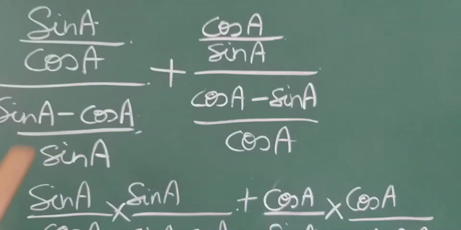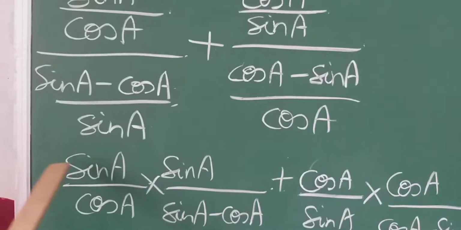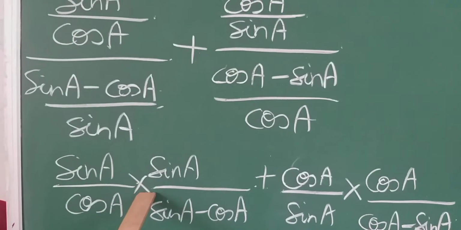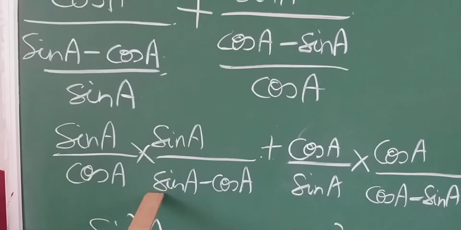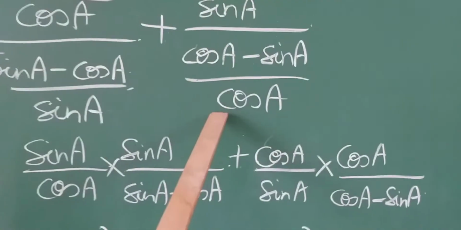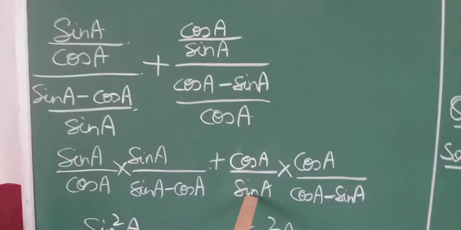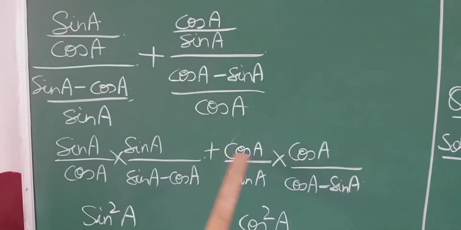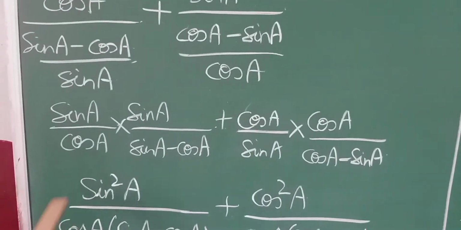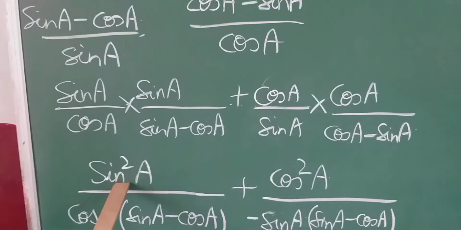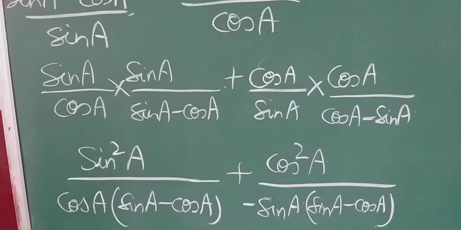Now students, we can write the reciprocal of the denominator. Sin A upon cos A into, it can be written as its reciprocal, sin A upon sin A minus cos A. Similarly this side also, plus cos A upon sin A as it is, its reciprocal into cos A upon cos A minus sin A. So sin A into sin A, sin square A upon cos A, sin A minus cos A in bracket plus cos square A.